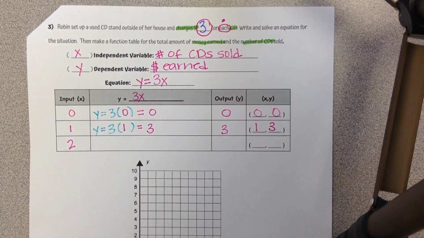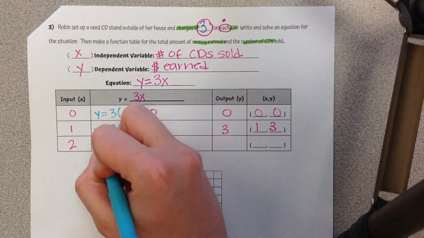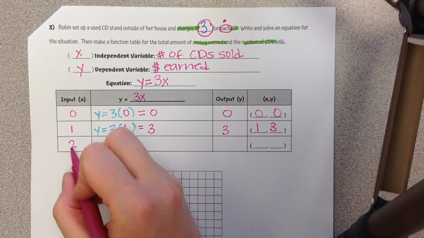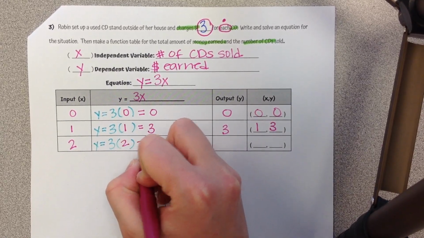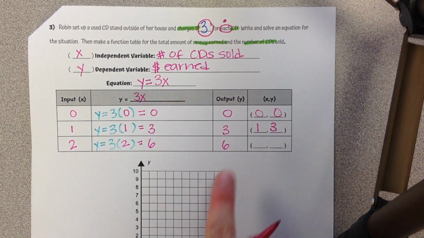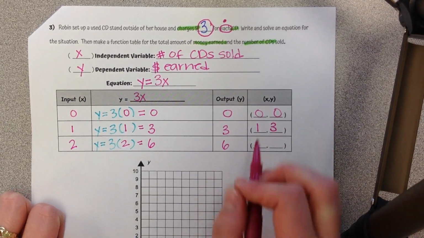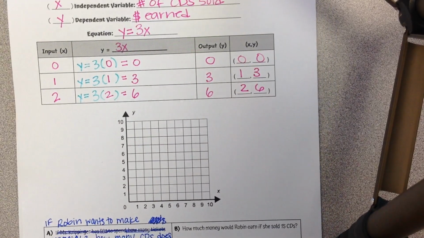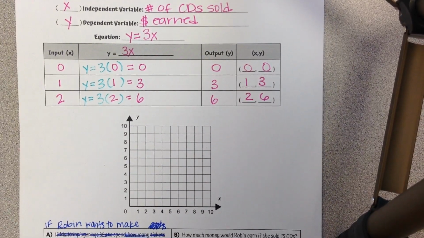Okay, and I'm going to repeat for 2. So y equals 3 times, plugging in 2. 3 times 2 equals 6. That is my output. My ordered pair is (2, 6). Okay? Very important thing to remember.